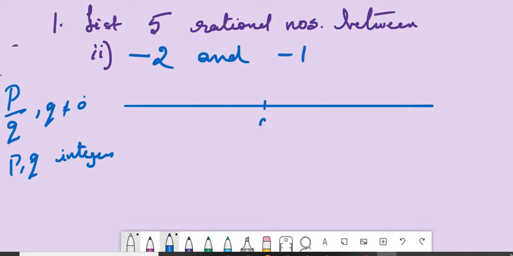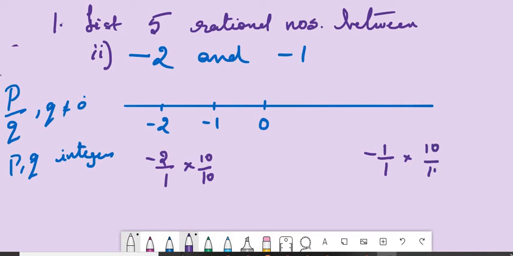Now considering the number line, this is the 0 of the number line. Now our area of concern is to the left of the number line, that is -1 and -2. 5 rational numbers lying between -1 and -2. How do we write -2 as a rational number? It can be written as -2 by 1 and similarly -1 by 1. Now in order to make the interval between these two numbers bigger, let us multiply by 10 by 10 on both sides. Both the numerator and denominator are multiplied by 10 so that the value is not changed, and in order to enable us to find 5 rational numbers in between these two numbers.